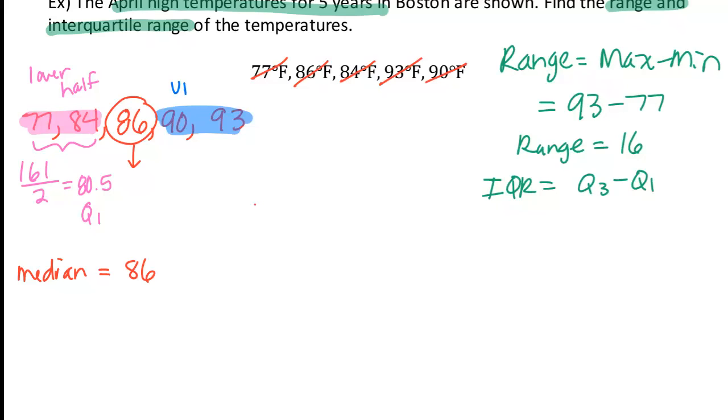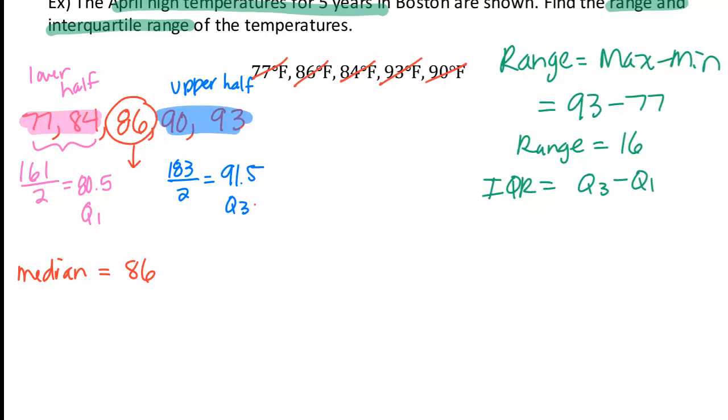And then I have my upper half over here. Again, I don't have an exact middle value, so I'm going to have to take the average again. So we're going to do 90 plus 93, which is going to give you what? 183? And then divide by 2? 91.5. Thank you. So that is going to be our Q3 because it's the middle of the upper half.